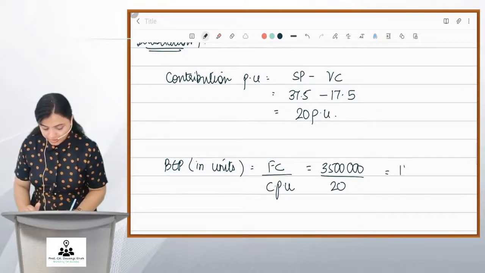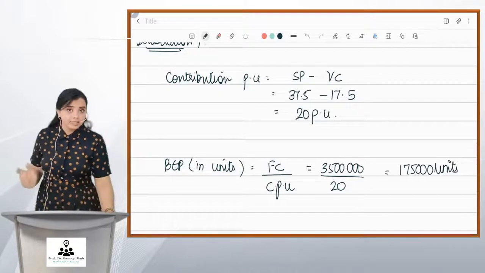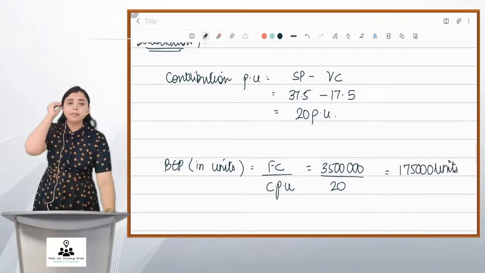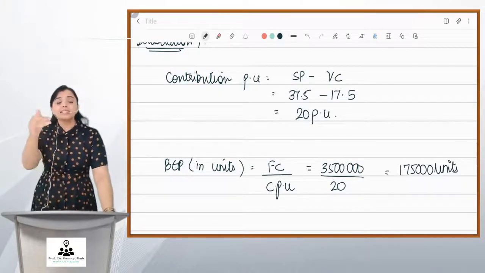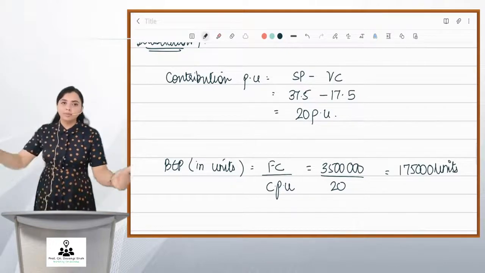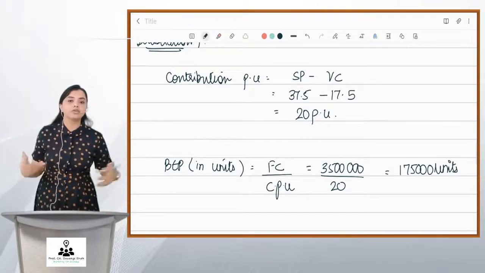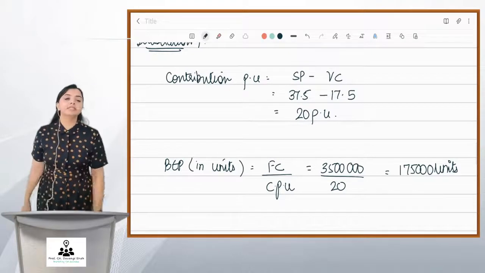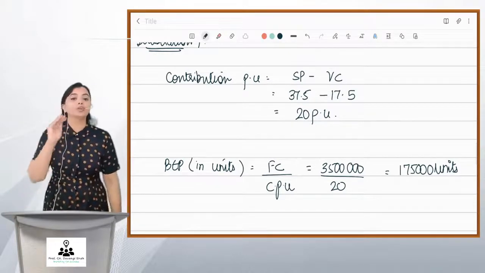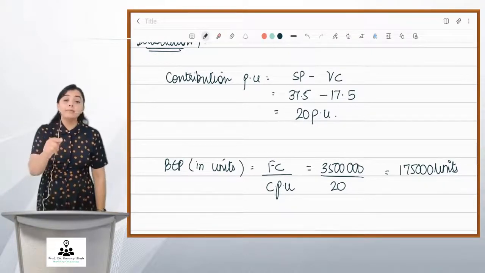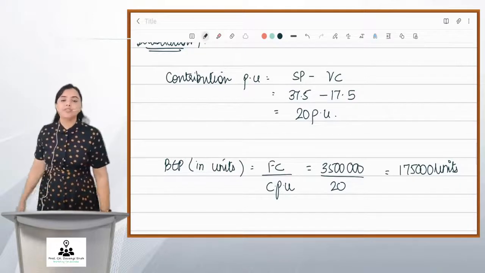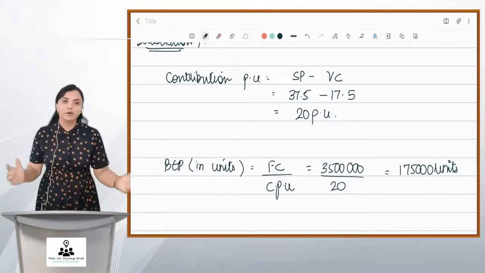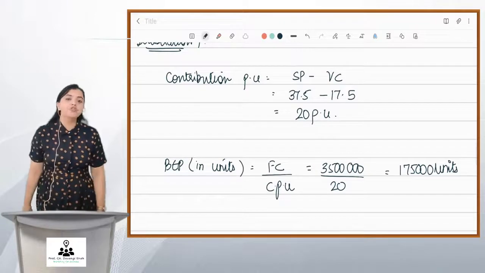It is 1,75,000 units. So this answer means that when this company MNP Limited will sell 1,75,000 units, it will be able to recover all its cost, and by selling 1,75,000 units, there will be no profit, no loss. When this company's sales exceed this 1,75,000, the company will start making profit. So this is the meaning of BEP.